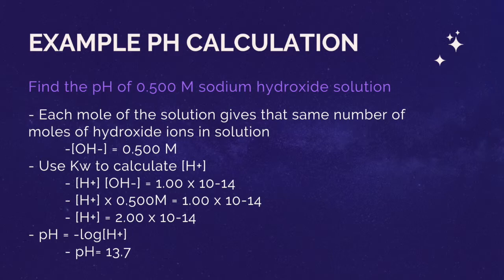You would now use the equilibrium constant of water, or Kw, to calculate the hydrogen ion concentration. Kw is equal to 1.00 times 10 to the negative 14th. So if you know the hydroxide ion concentration, you can calculate the hydrogen ion concentration as well. After finding that the hydrogen ion concentration is 2.00 times 10 to the negative 14th, you can calculate the pH. By plugging this answer into the pH equation, you find that the pH of this solution is 13.7.